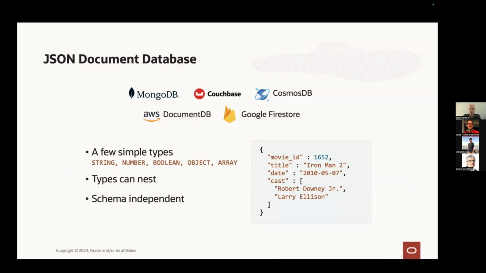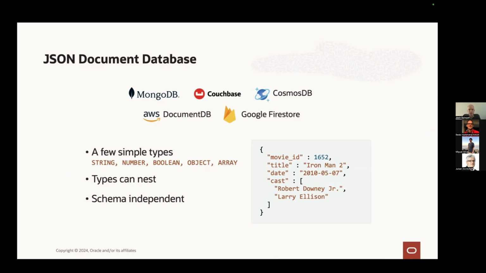JSON's this really simple format. It has a small set of types, basically strings, numbers, booleans, objects, and arrays. And these types can nest within each other. So an object can contain an array of other objects, for example. The other notable characteristic here is that it's self-contained. What this means is you don't need a separate schema defined somewhere in order to read the data.